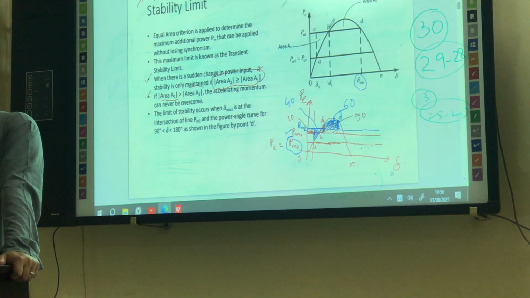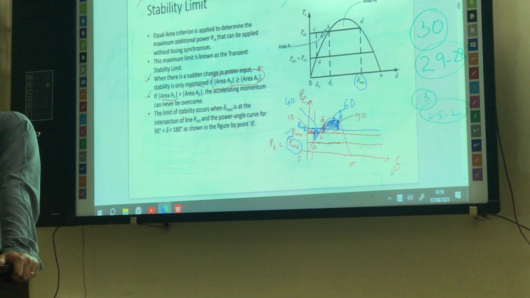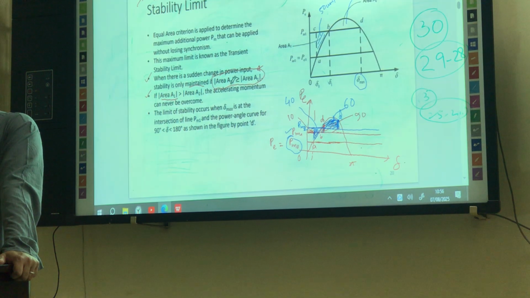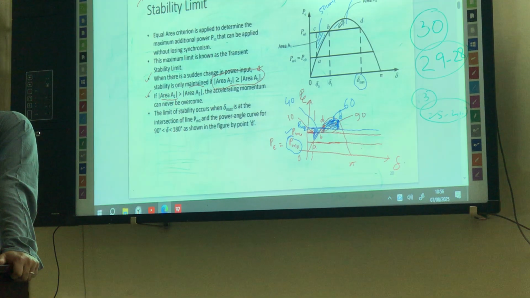Now let's think about this case. Let's say in this case the increment is from PM0 to PM1 such that this is the acceleration area, let's say 50 units, and this is also 50 units. So this is the boundary condition, right? Because area A2 can be higher or lower than area A1. So what is the boundary? The boundary is that both will be equal. So this is your boundary condition, or you can say this is the maximum limit.